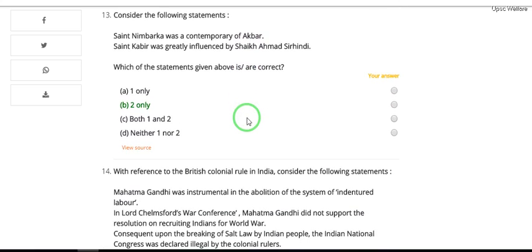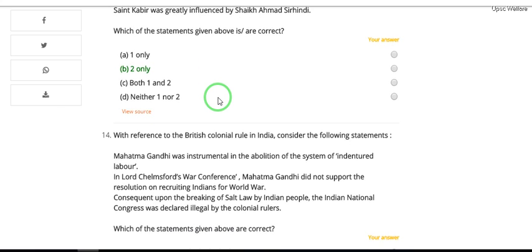Now see here, Sant Nimbarkacharya was a contemporary of Akbar. No. In the Akbar dynasty, of course, he was not a contemporary. So that's why this statement is going to be wrong. And the second one, of course, Kabir. Yes, Sant Kabir was greatly influenced by, of course, Sheikh Ahmad Sirhindi. So it's going to be B correct here.